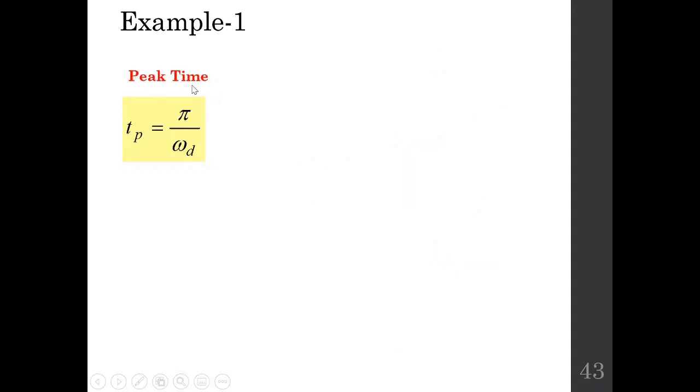Next is the peak time. Peak time is simply equal to pi divided by omega d. So by putting the value of pi and omega d, we can simply find t of p, or the peak time, which is equal to 0.785 seconds. You need to keep in mind that omega d is equal to omega n under root 1 minus zeta square, and the value of this term is found to be 4, which we have inserted here.